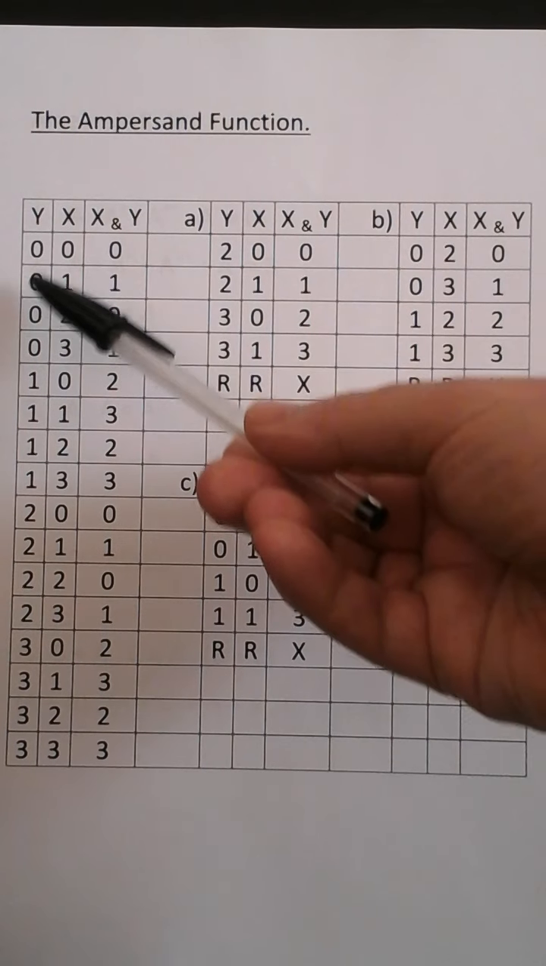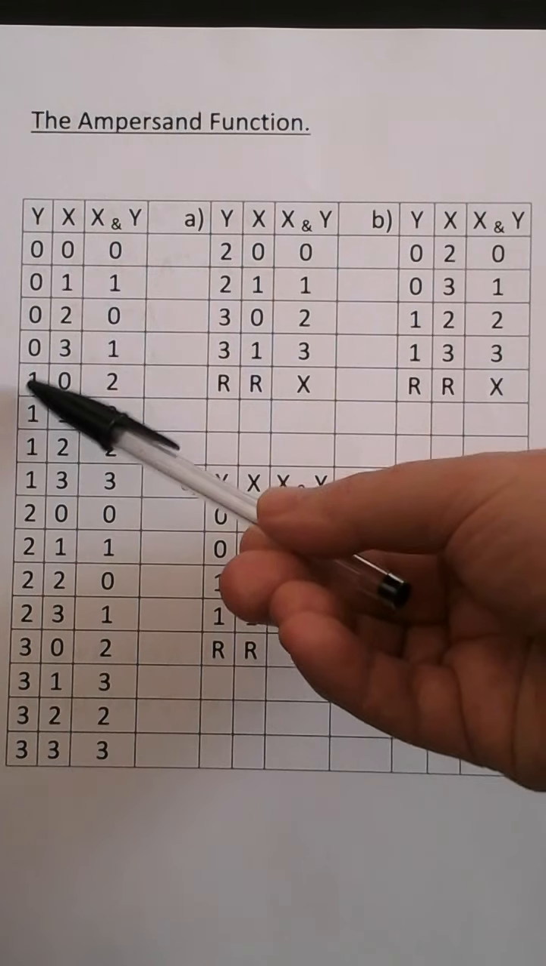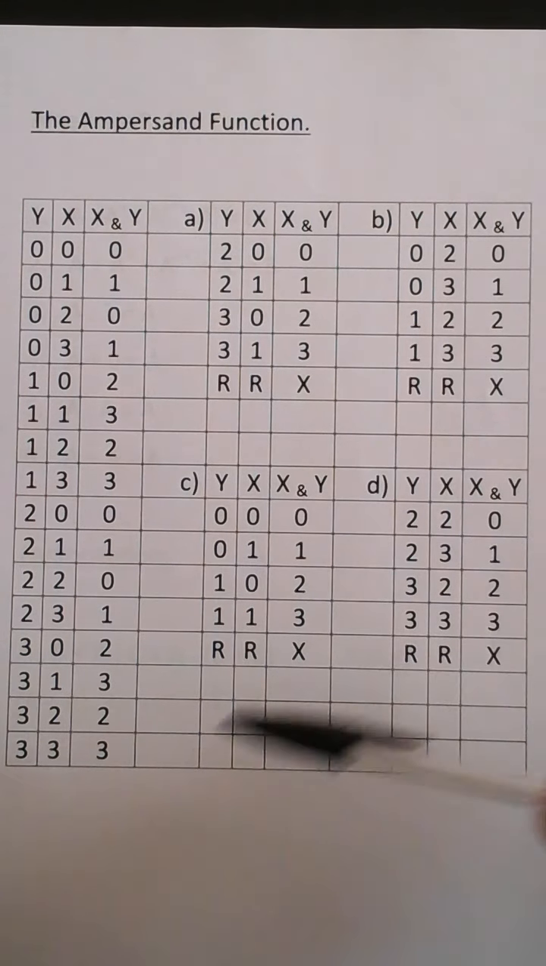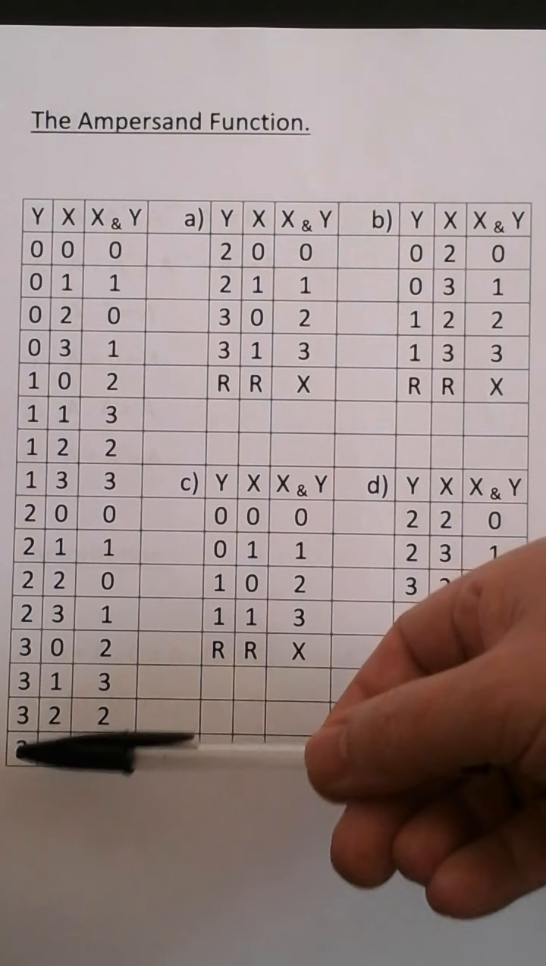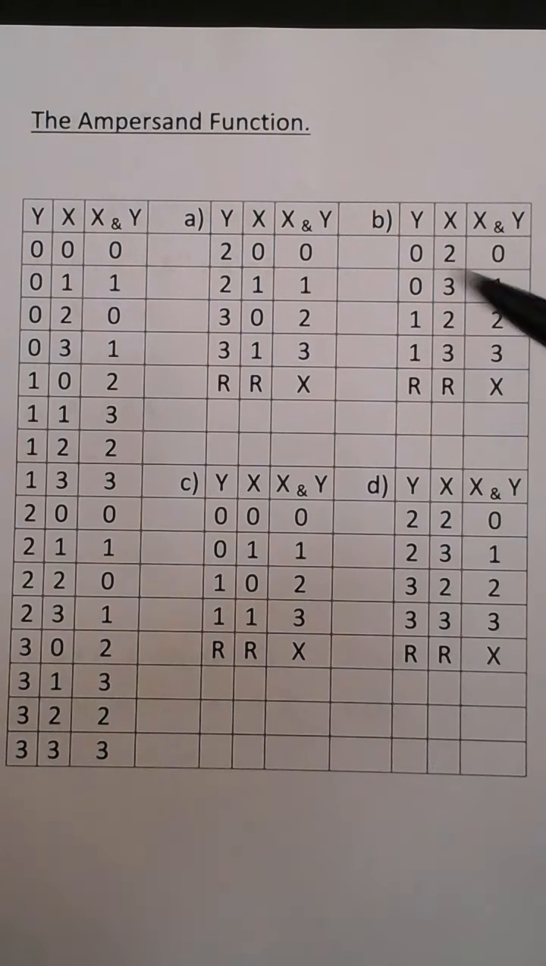For example, Y equals 0 and X equals 1 equals 1. But Y equals 1 and X equals 0 equals 2. So it's non-commutative. It matters which input you assign to each input. So, like I say, I've split it up into 4 tables.